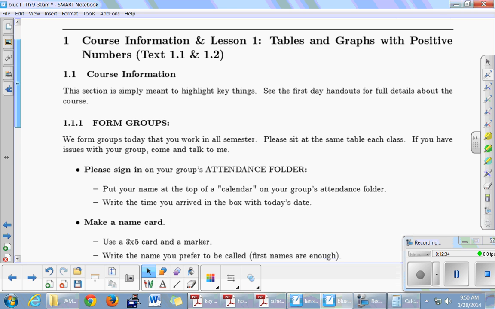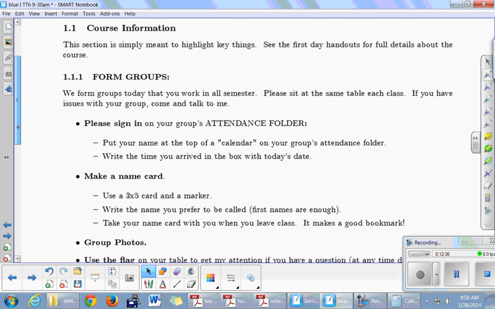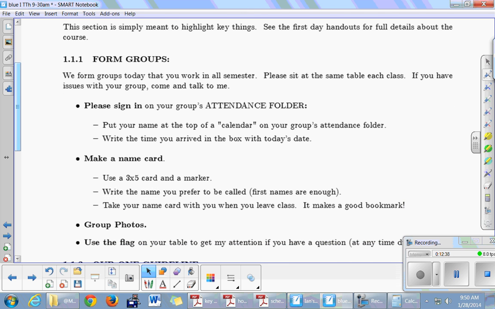So we've already formed your groups. If for some reason a group is not working, if you have issues with your group, please talk to your group and or talk to me. There's a reason the math department has not selected individual desks to be laid out in rows and columns. We chose these tables so that we could form groups and you guys could work with your neighbors. And if a group isn't working, I want to help. All right, so let me know and or talk to your group.